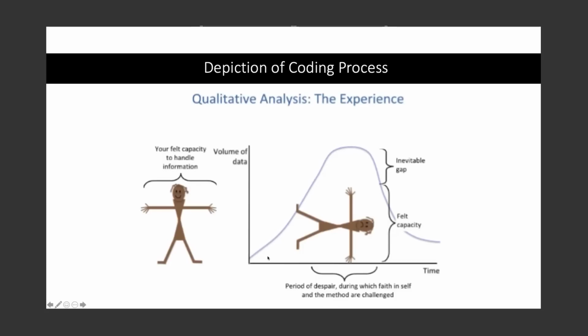This is the volume of data that's increasing, and throughout the increase of this data, you can handle it, you can manage it, it's okay, you're comfortable. But at some point, it goes beyond your capacity, and that is basically what she calls a period of despair, where you question yourself, your methods, your analysis, life, etc. But even though this seems a little bit daunting, always keep in mind that it peaks and goes back into your felt capacity, and the period of despair decreases.